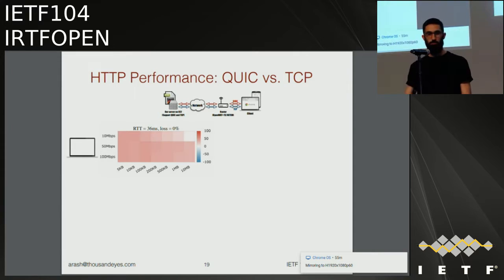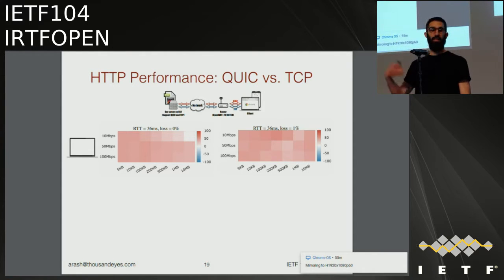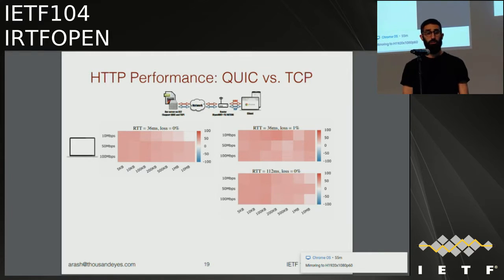If I complete this plot, you can see pretty much in every bottleneck bandwidth and for every object size, Quick is doing better than TCP. We're able to download the object faster, so this is great. We threw some loss into the picture, and we saw Quick still doing better than TCP in pretty much all cases. We increased the RTT. We worked with different RTTs. In this example, RTT is 112 milliseconds. Again, Quick was doing way better than TCP, so far everything was great, and we were very excited.